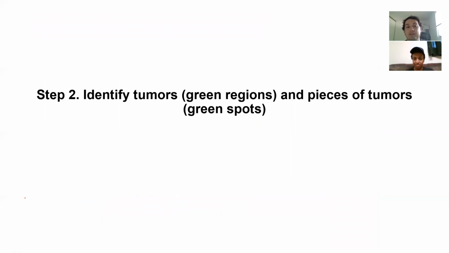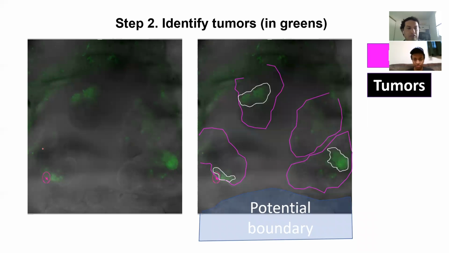The next step is that I think that you right now are an expert too. That you tell me where the tumors are, the green regions and the pieces of tumors, the green spots. So right now, for example, I will give you a movie like this.